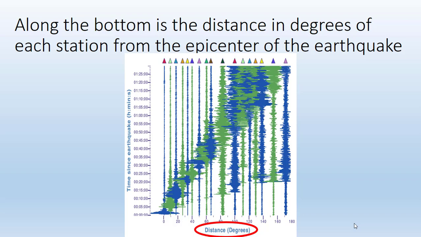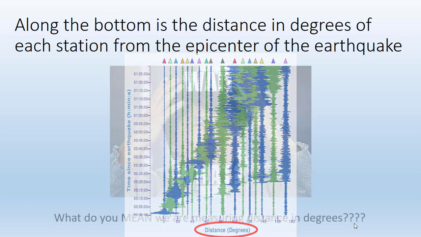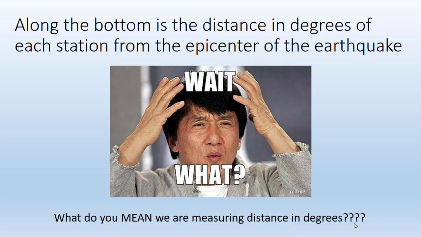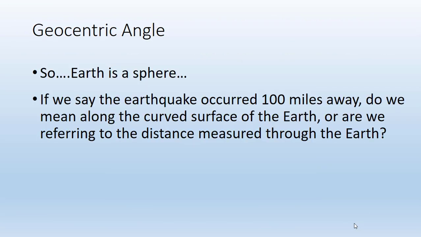Look down along the bottom of the record section. The x-axis shows us the location of each seismic station in degrees, which you may be a bit confused about. What do you mean when we say the distance of the seismic station from an earthquake is given in degrees? The degrees represent the geocentric angle of each station in relation to the earthquake. Remember, the Earth is a sphere, so it can be tricky to try to describe the distance between objects on its surface, especially when you have 17 of them, and they may or may not be lined up in a nice straight line.